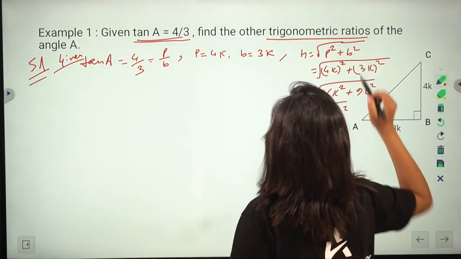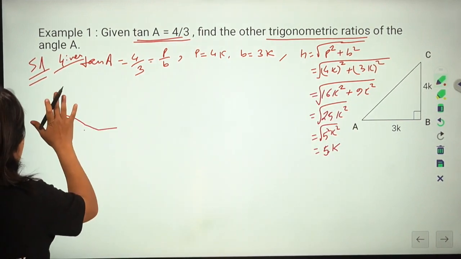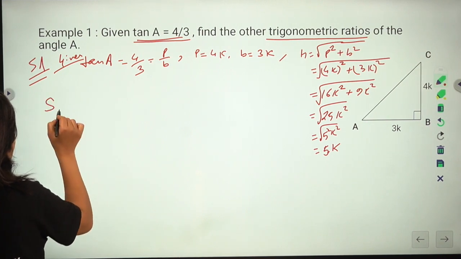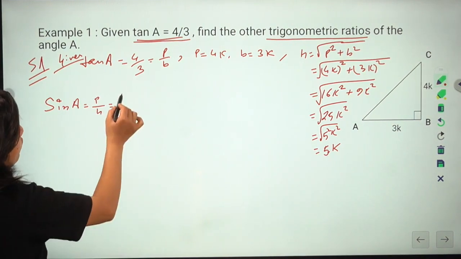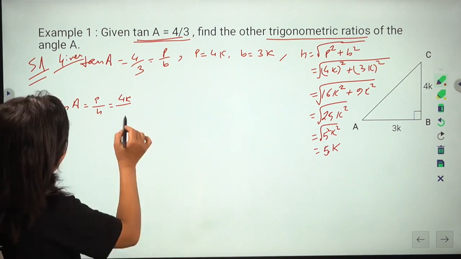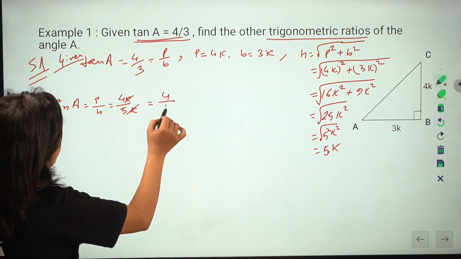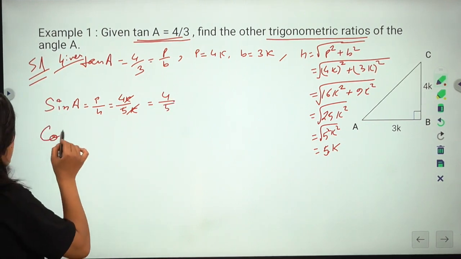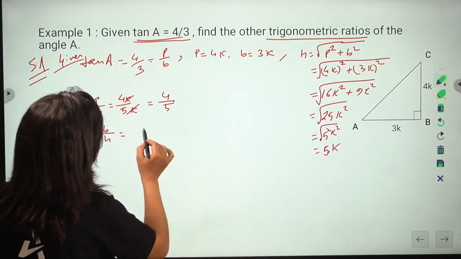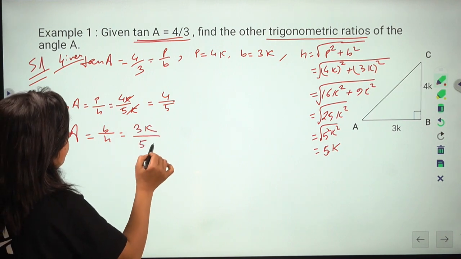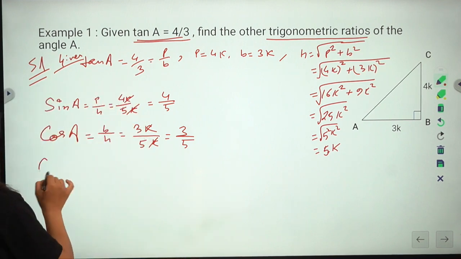Now see. What we have to find? We have to find the other trigonometric ratios, like sin A. Sin A equal to P by H. That means what is P? 4K and H is 5K. Now ultimately this K will be cut. That will be 4 by 5. Cos A equal to B by H. What is B? B is 3K, H is 5K. 3 by 5. No need to find tan A because tan A is given in the question.